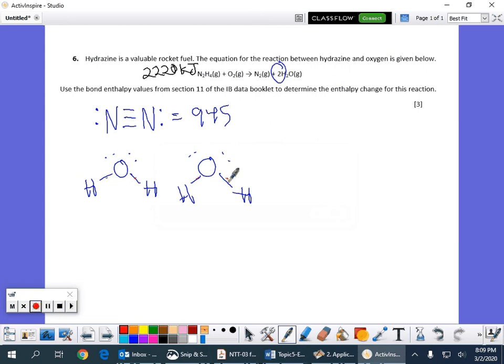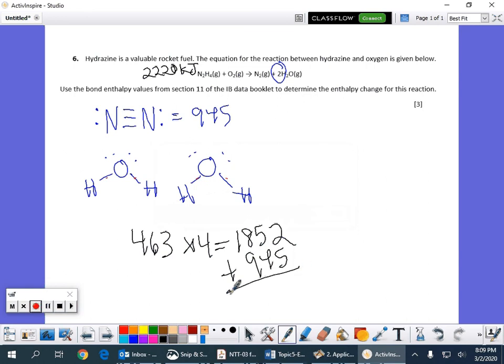So we're going to look at our hydrogen-oxygen single bond values in our bond enthalpies table, and we're finding that it's 463, and that's going to be times 4, which is going to give us 1852, and to that we're going to add our 945 from our N2 molecule, and we're going to end up with 2797 kilojoules.